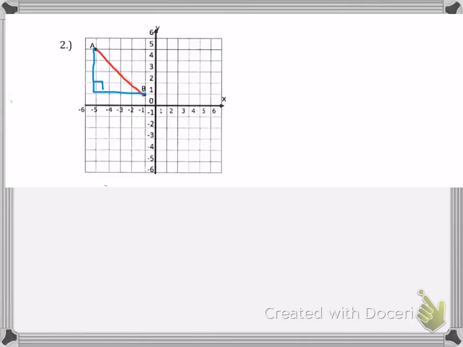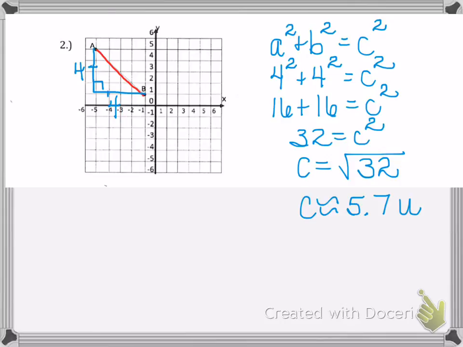I'm going to label one leg of this triangle as 4 units, and I got that just by counting from the base of my right angle to point A. And the other leg is also 4 units. So this is not only a right triangle, it is also an isosceles right triangle. So I'm going to find the length of hypotenuse AB, which is our C in our Pythagorean theorem.